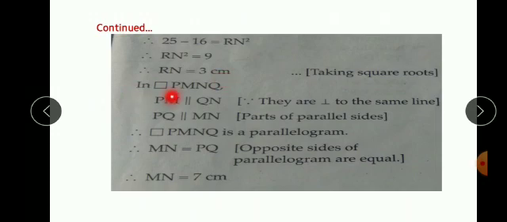So in quadrilateral PMNQ, PM is parallel to QN since they are perpendicular to the same line, and PQ is parallel to MN because they are parts of the parallel sides. PQ is parallel to MN and PM is parallel to QN. So therefore quadrilateral PMNQ is a parallelogram. Therefore MN is equal to PQ because opposite sides of a parallelogram are equal, and PQ we know as 7 centimeter. So MN is also equal to 7 centimeter. By observing the figure you can see this.